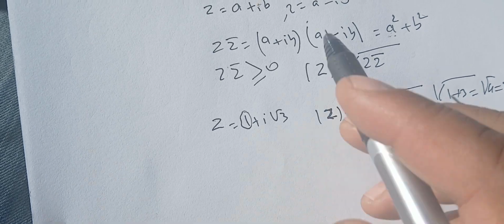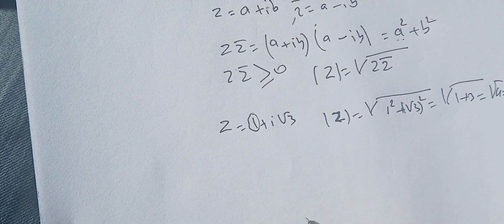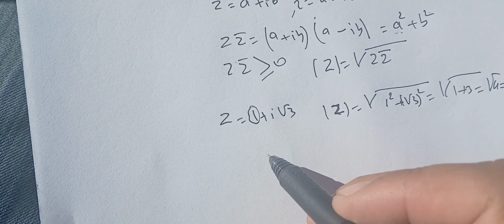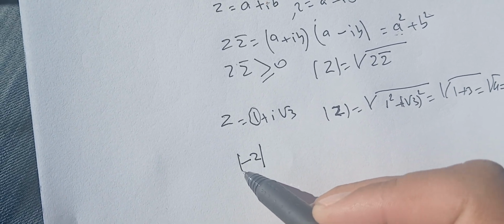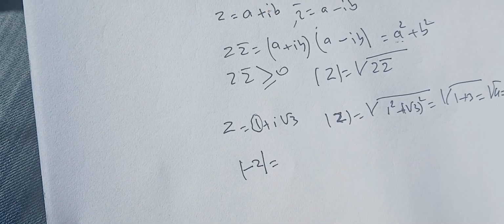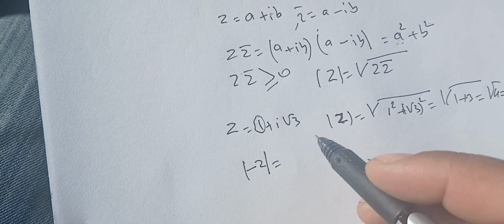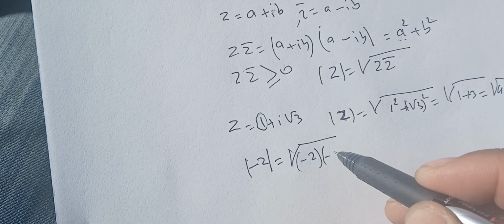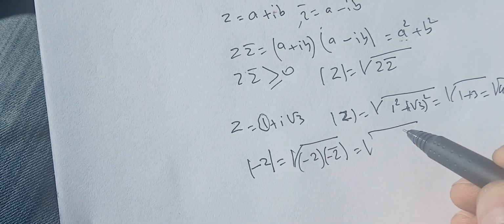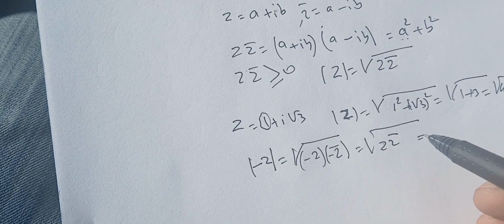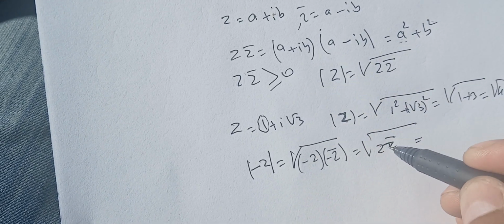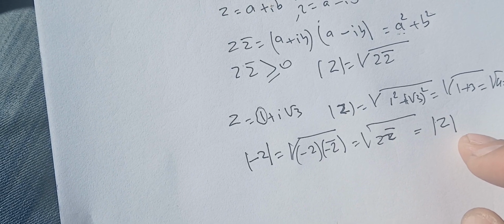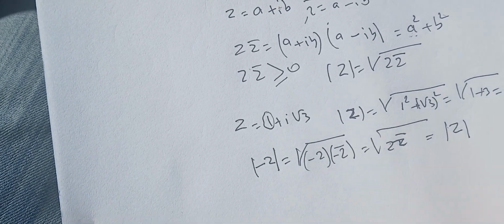Okay, another thing that we can use in the definition is, what's the norm of minus z? So according to our definition, this is the square root of minus z times minus z bar, which is equal to z times z bar, and this, according to our definition, is just the norm of z. Okay, so this is our first result.